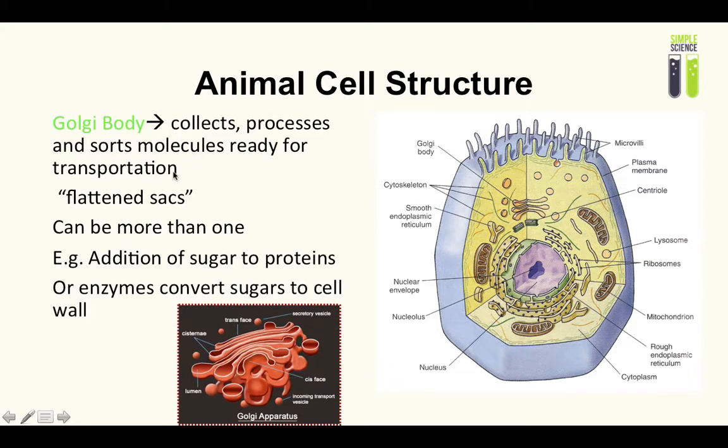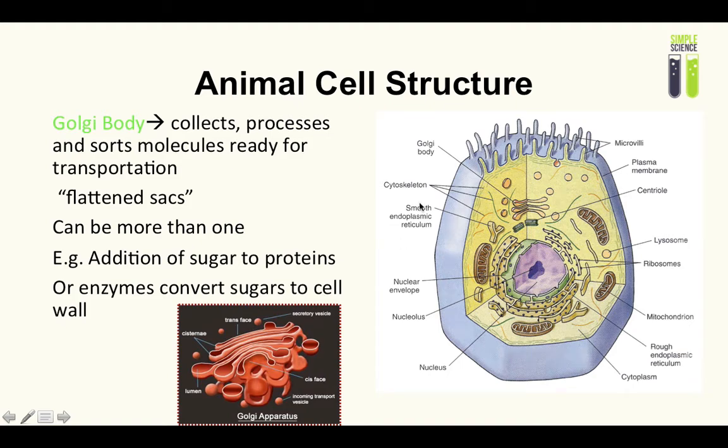And an example would be, as I've written here, addition of sugar to proteins, for example, to form a glycoprotein, or it can be the removal of amino acids to form a functional protein. Or, for example, in plants, the enzymes convert the sugars to a structural component, which then will be used to build the cell wall of the plant.